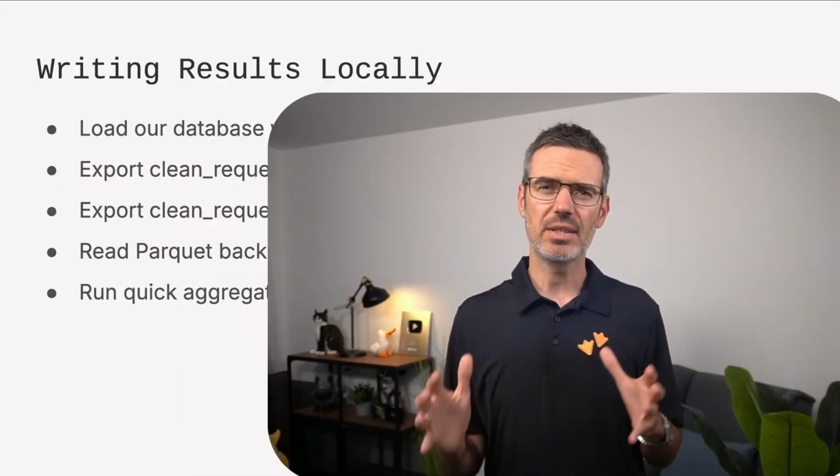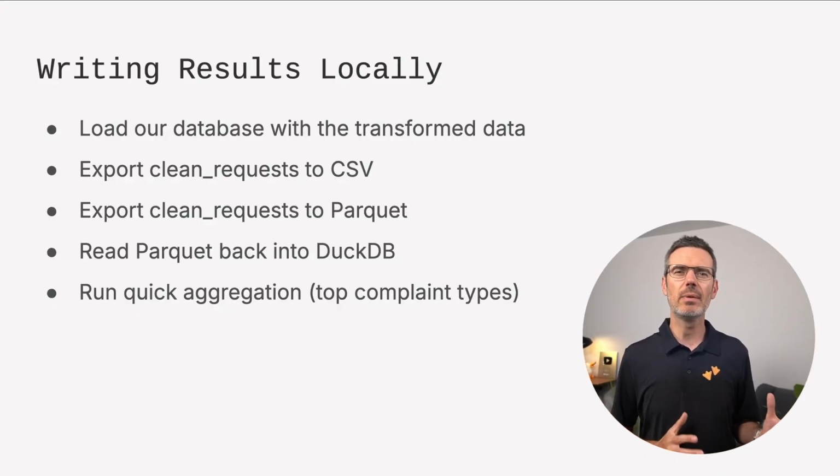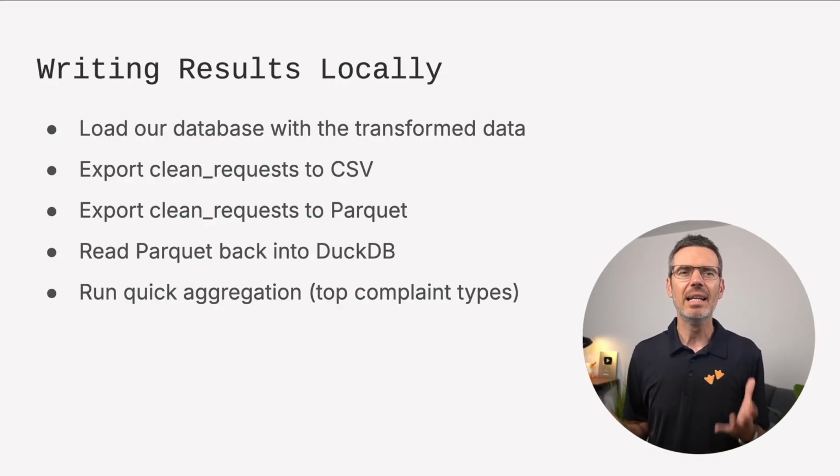Let's take the results of our transformations and save them locally in different formats. We'll start by exporting our clean requests table into a CSV file. That gives us a simple, portable format that can be opened anywhere: Excel, Python, R, or even just a text editor.